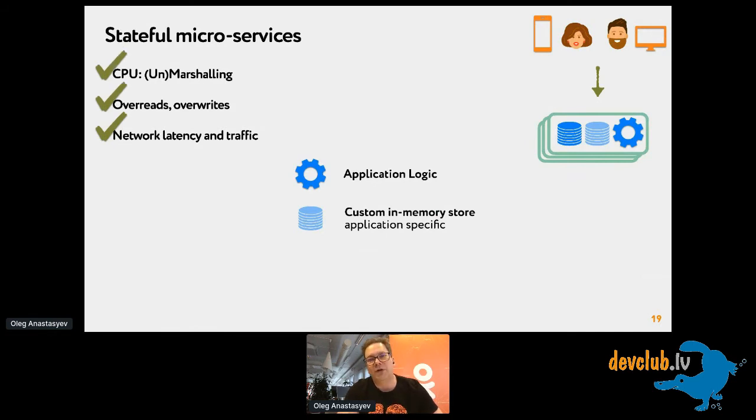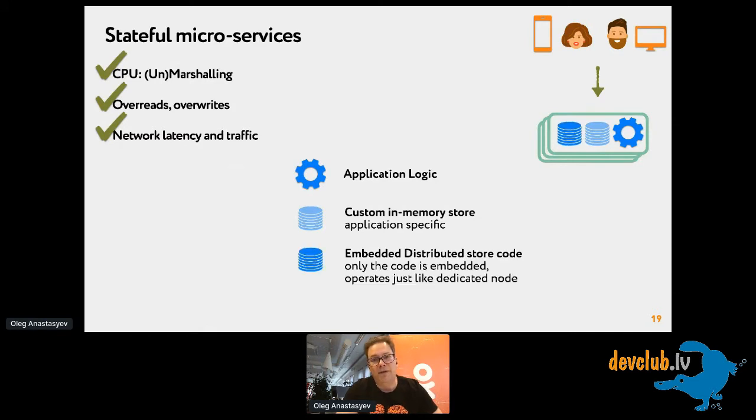CPU costs of unmarshalling could be eliminated or lowered significantly by selecting the appropriate application-specific data format for both components. Embedding distributed persisting store code into the same process eliminates the same costs on the second leg of the architecture and allows us to easily integrate all components. Words embedded and distributed next to each other could be a bit mind-blowing. But what I mean here is that we embed the code of the distributed store. So this code runs within the same process.